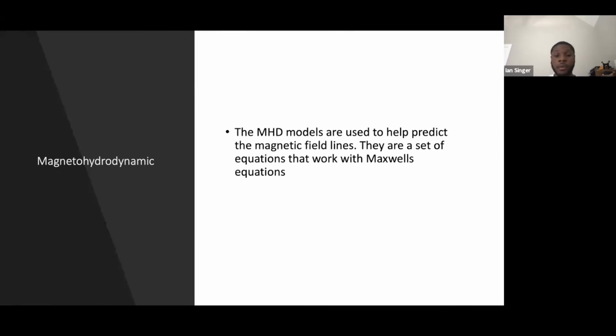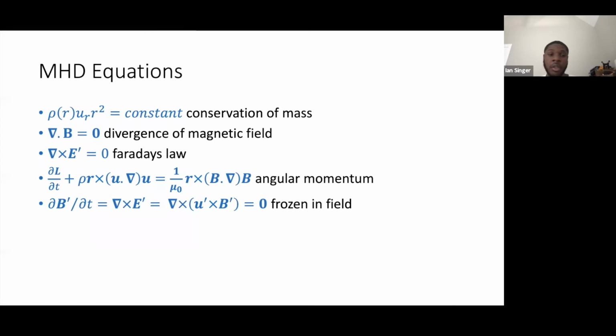Now, here's sort of getting more into my actual project. I had to learn about the magnetohydrodynamic models. These are where a lot of the three equations that I use for my project are derived from, along with the Maxwell equations, which I'll explain next. But here are the equations.